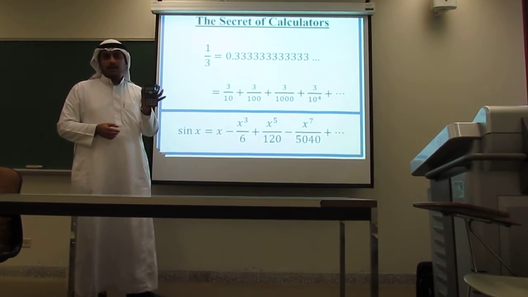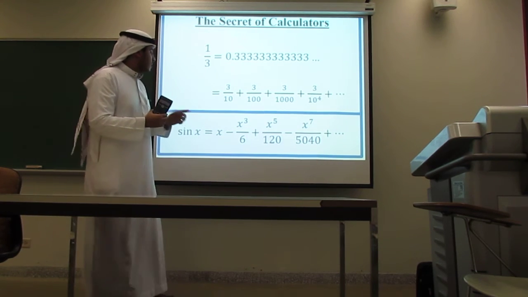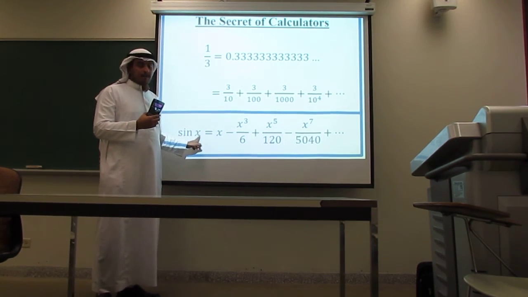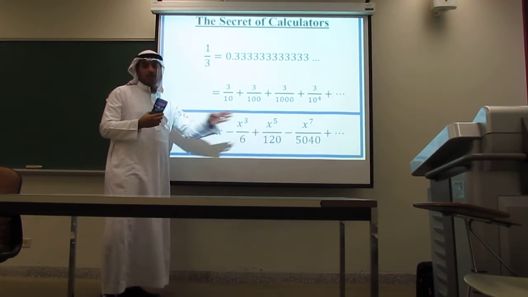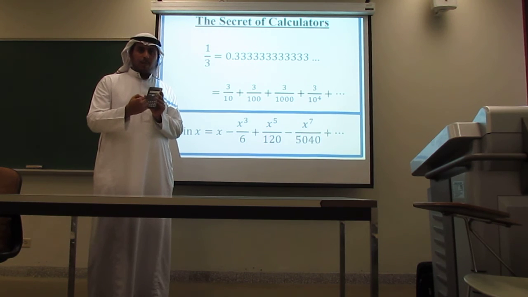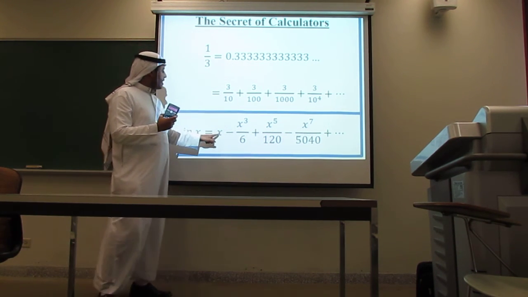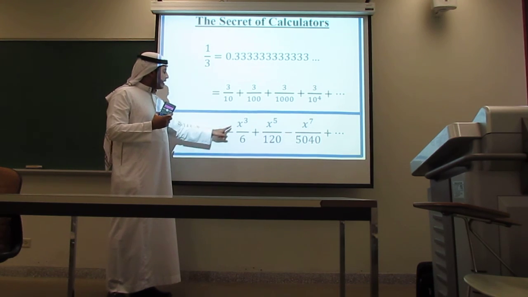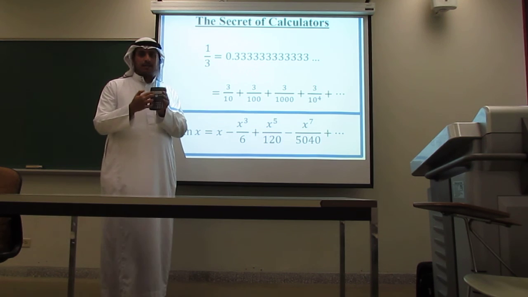Now back to this calculator. What is stored in the calculator is the series of sine x, and in fact it's just the polynomial, or the finite terms, of this series. And when I hit sine at 1, what it did is just substitute every x by 1, and it gave me this answer right away.